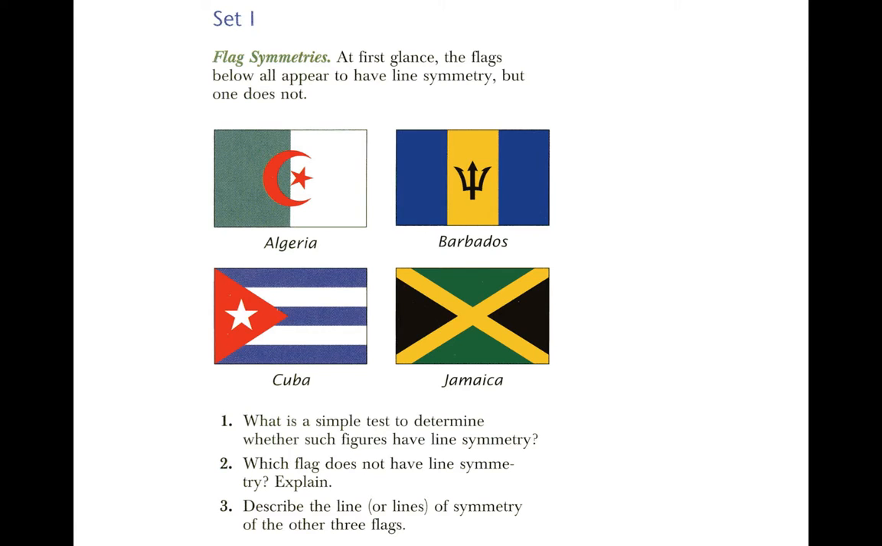So they start out with a review of symmetry, line symmetry. We try to remember the best way to determine line symmetry. A line has something to do with folding. 4 of these flags are pictured. One of them doesn't have line symmetry. Look carefully. Should be able to find that out. And for the others, you're supposed to draw in the lines of symmetry.